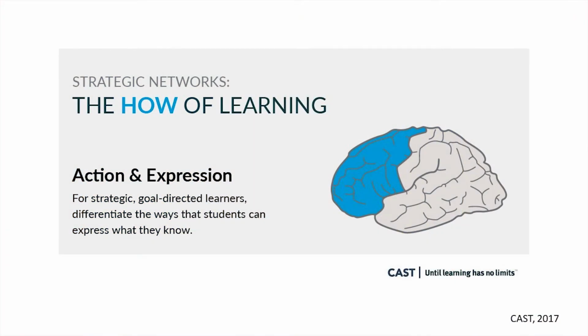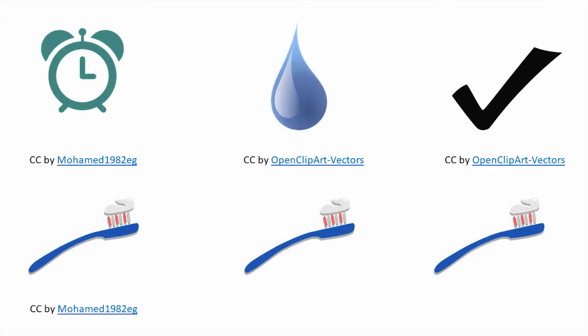The principle of action and expression links to the strategic networks. These networks help us plan actions, execute those actions, and monitor those actions. These networks are part of everything we do. Though it's likely second nature, you use your strategic networks for the process of brushing your teeth. You make a decision to brush them, but you know you need to have a toothbrush and toothpaste, and most of us like to have some water involved. Next, we have to put the toothpaste on the brush and go through the movements.